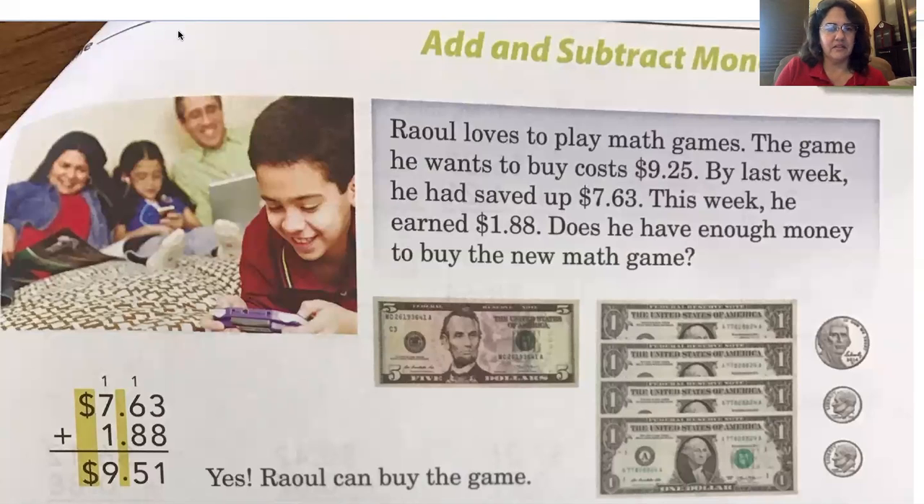Here we are, friends. We are looking at our math paper, Add and Subtract Money. We are going to read the blue square at the top of the page together. Read along with me. Raul loves to play math games. The game he wants to buy costs $9.25. By last week, he had saved up $7.63. This week, he earned $1.88. Does he have enough money to buy the new math game?